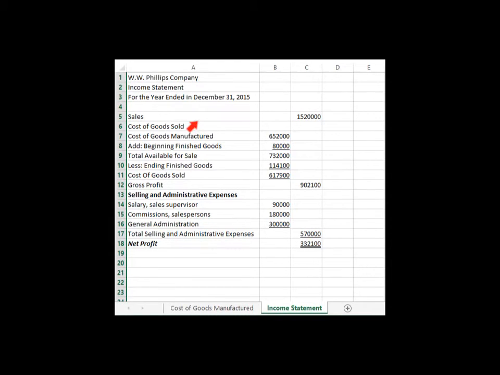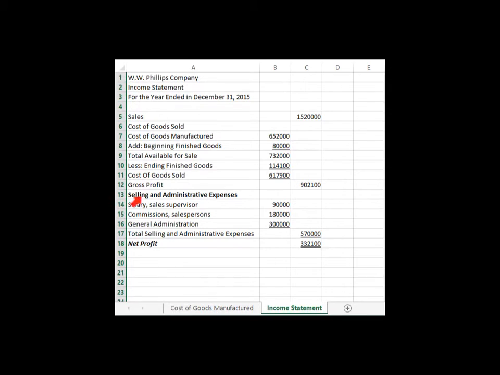In order to calculate the cost of goods sold, from the cost of goods manufactured statement, you borrow the bottom line, which is $652,000. You add the beginning finished goods to get the total available for sale, and you subtract the ending to get the cost of goods sold. As from financial accounting, sales minus cost of goods sold yields gross profit. Therefore, the sales right here, I subtracted cost of goods sold from it to get gross profit.